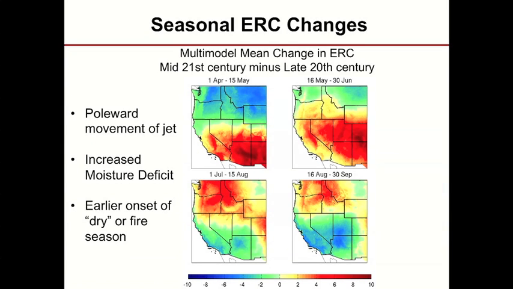And so one of the metrics that's used frequently is the energy release component, or ERC, which is basically a hybrid climate weather index, which is a good proxy for fuel moisture, and also relates very strongly to the likelihood of a large fire. And so we're looking here at a multi-model perspective of changes in ERC between the mid-21st century and the observational period of the late 20th century. And we're breaking this down into 4 different time periods trying to encompass fire season.